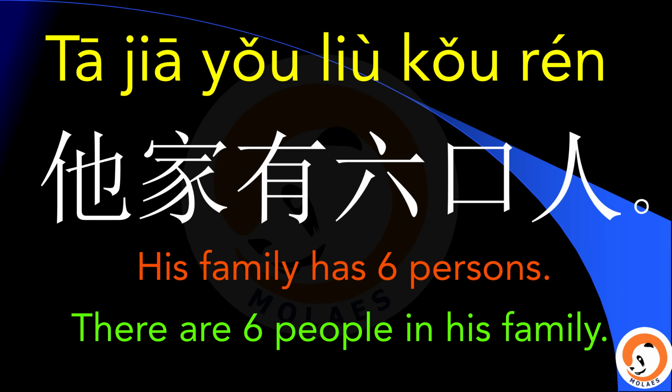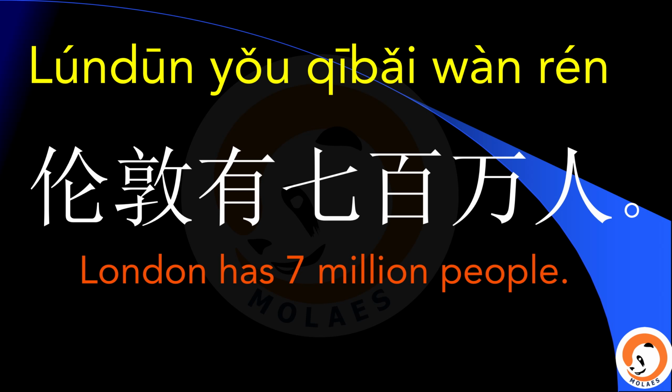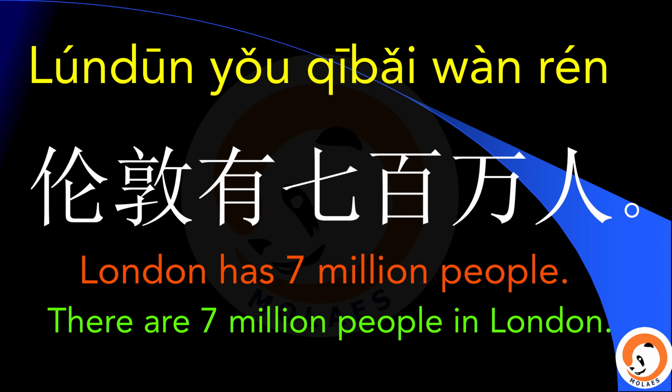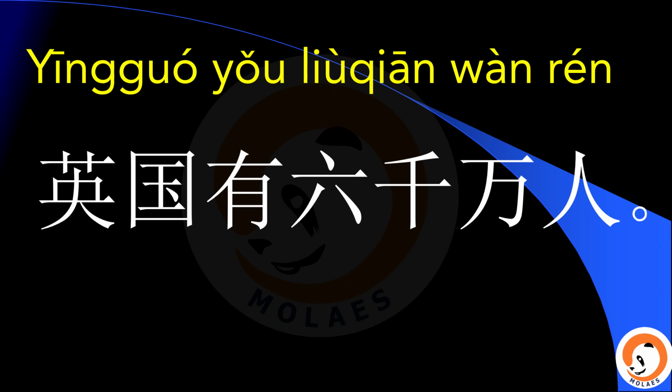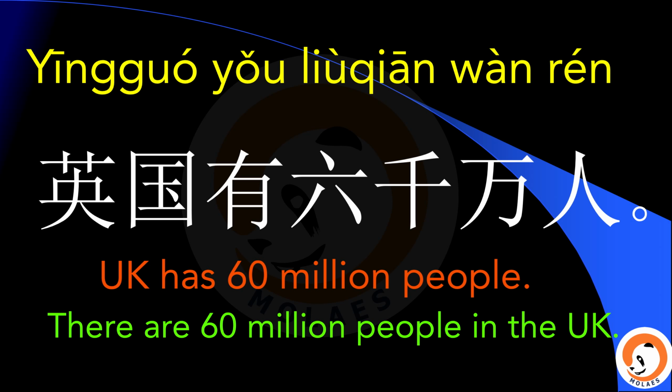他家有6口人 Here you can use 个 instead 口。他家有6个人。伦敦有700万人 literally means London has 7 million people. There are 7 million people in London. 伦敦有700万人。英国有6000万人。Literally, UK has 60 million people. There are 60 million people in the UK.